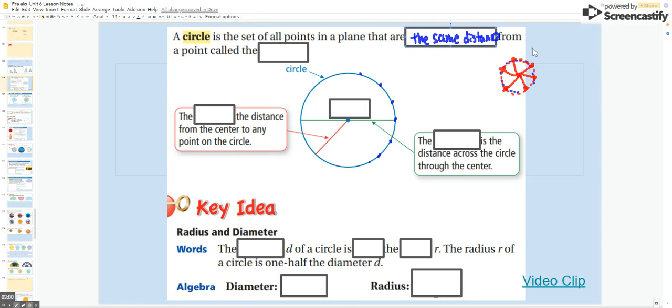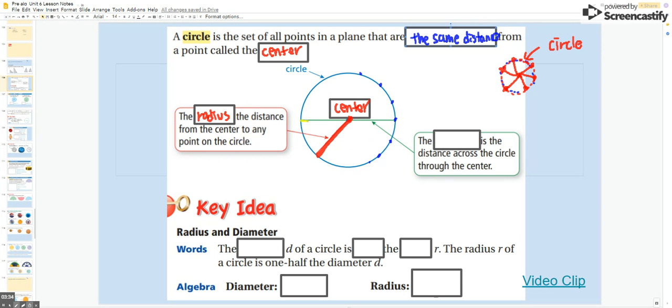So you collect all the points which are the same distance from the center, and it will make a circle. And the point is called the center. So all the points from this center are going to be the same distance. And we call this red line the radius. The radius is the distance from the center to any point on the circle.